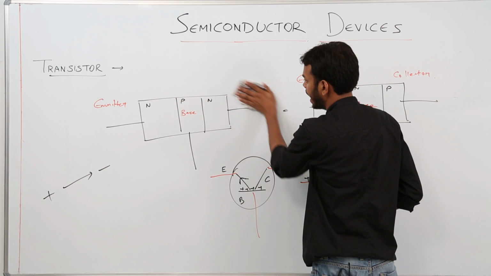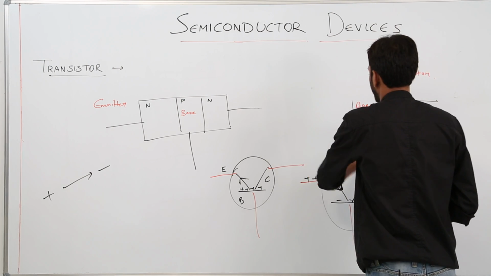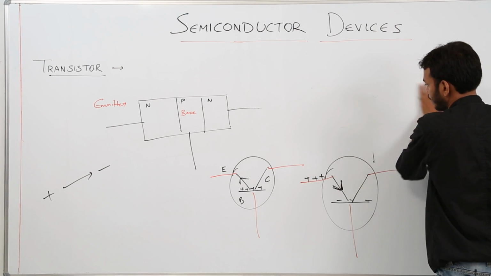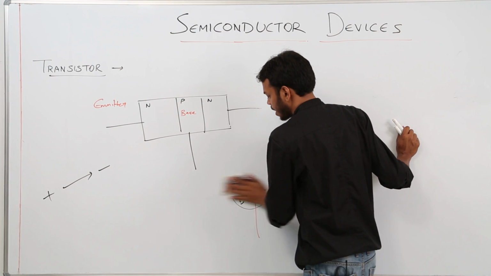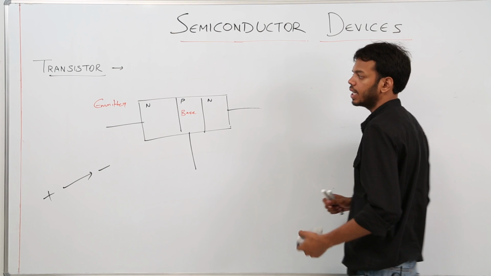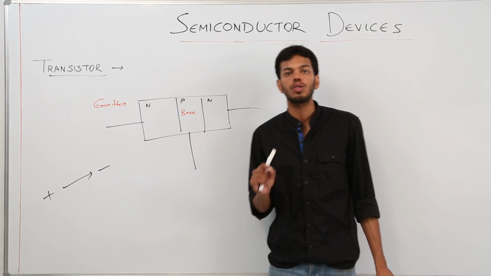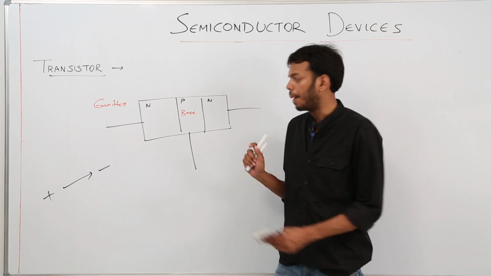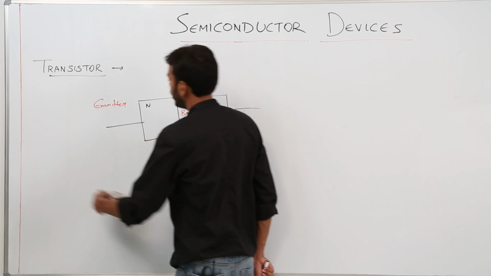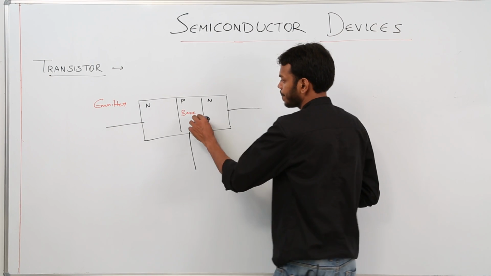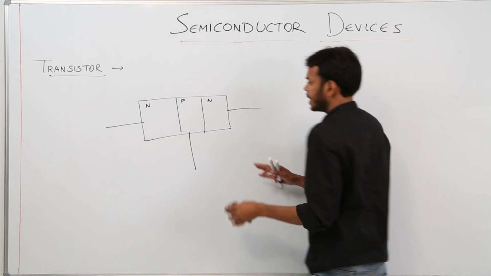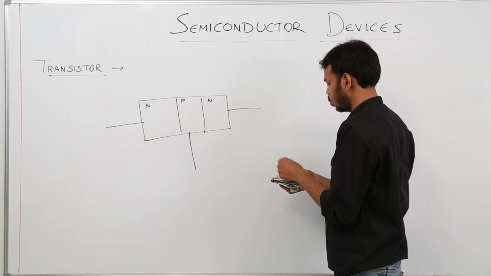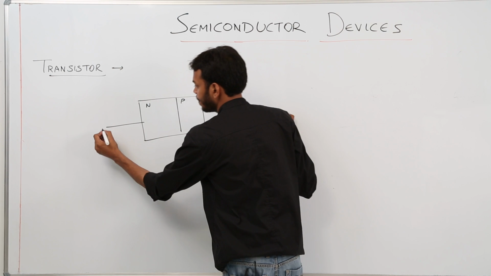For that, let me complete a circuit, and you will always have to remember a golden rule while making any circuit diagram for a transistor. The golden rule is this: the emitter-base junction is always forward biased. The emitter-base junction is always forward biased. See, what is the emitter-base junction? This is where I am going to explain the working to you.